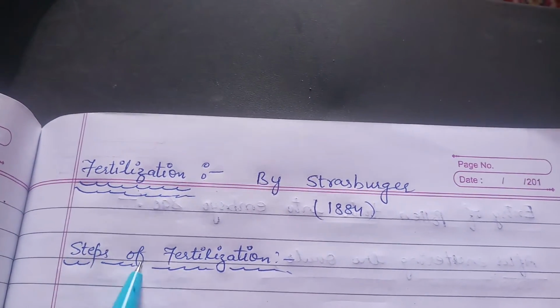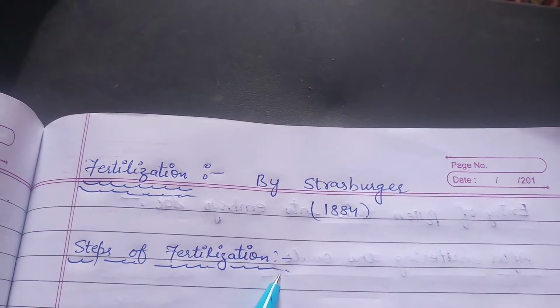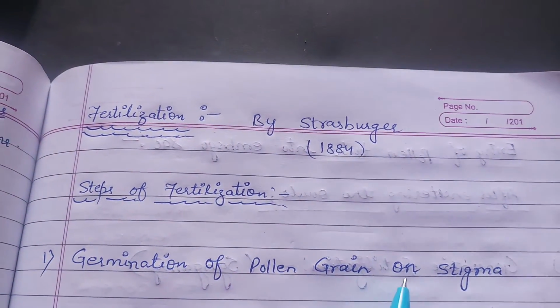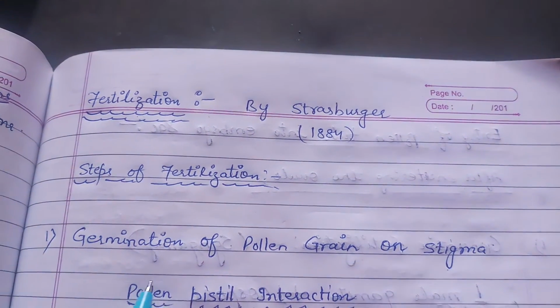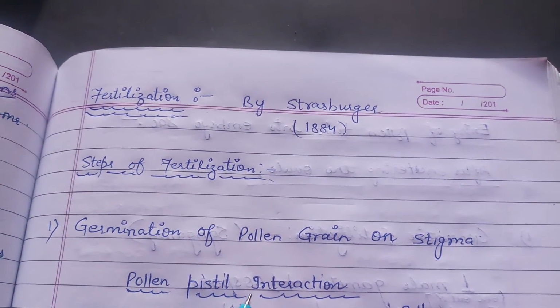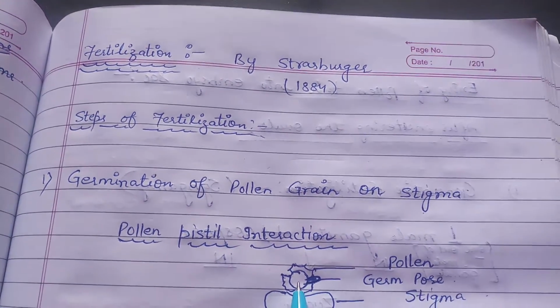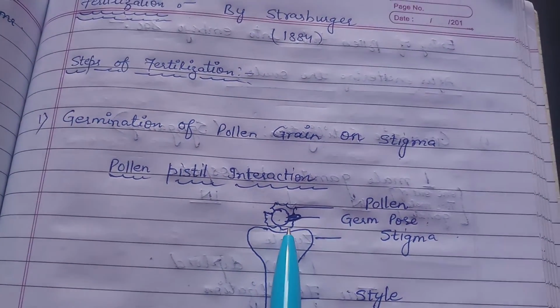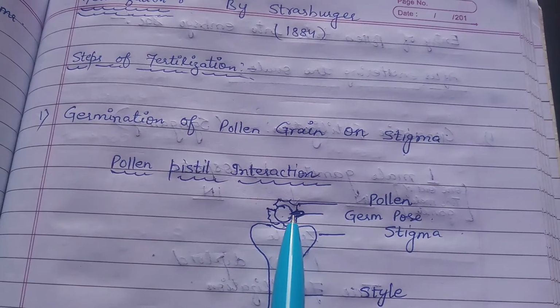Fertilization takes place in different steps. The first step is germination of pollen grain on the stigma. A large number of pollen grains fall on the stigma. It sets up a pollen-pistil interaction. Now, what is the meaning of pollen-pistil interaction?